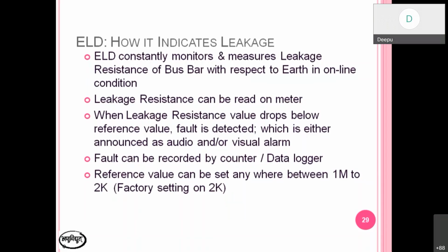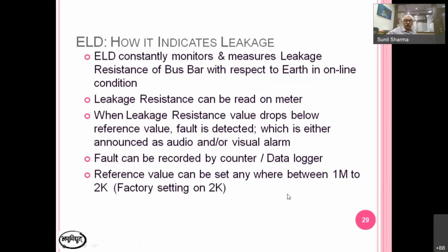Suppose you have set your channel at 100K. As soon as the value of leakage comes to 100K or below, you get an alarm. When you get the alarm, just mute the switch and go to the meter while selecting the selecting switch. What is the value you have? Observe it. Then we proceed.